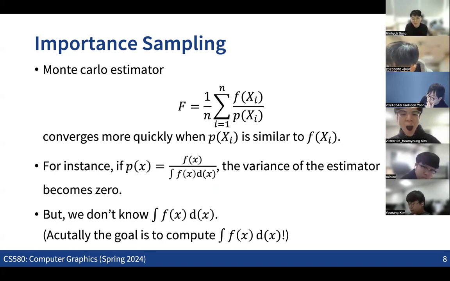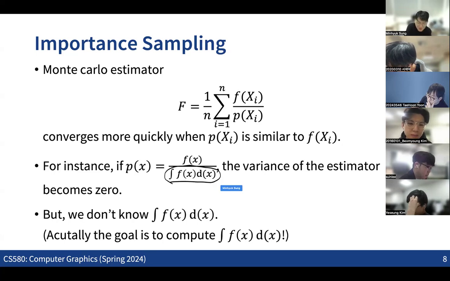But obviously it doesn't make sense, because our goal here is to estimate this integral. So it's a chicken and egg problem. If we could obviously get the integral of this function, then we could also get the zero variance estimator. And actually we wouldn't need the estimator, because we would already know this value, right? So this is really the chicken and egg problem.